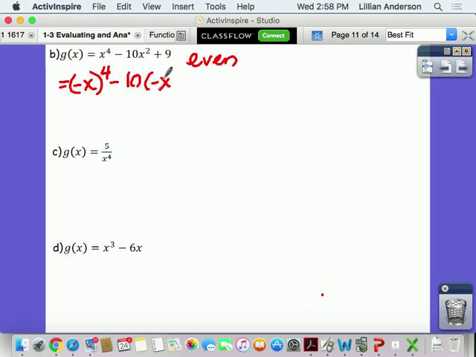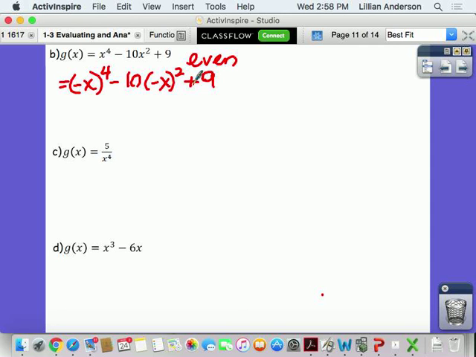Question, go ahead. So say if the exponent is an even number, wouldn't it just keep it the same? It would keep it the same, yeah. Would it keep the entire function the same? It depends on what the other terms are, the ones that don't have x's.